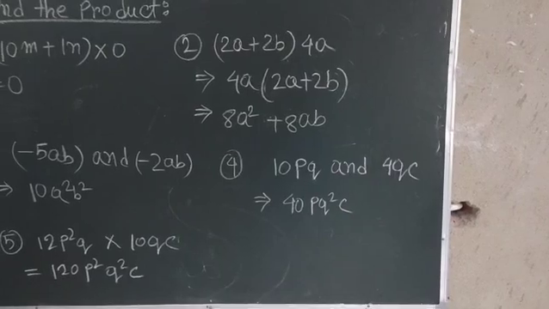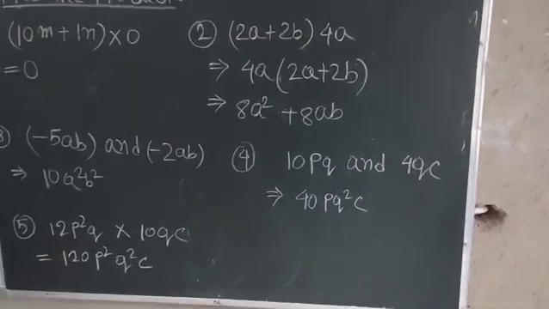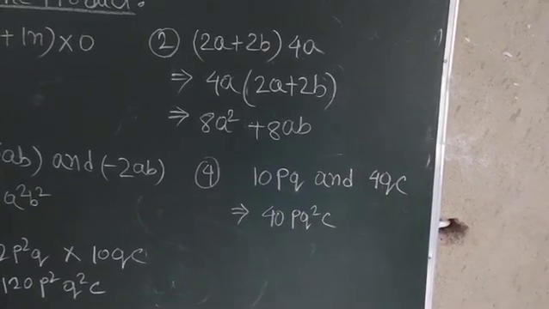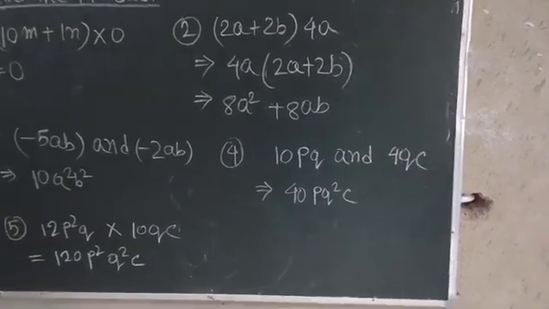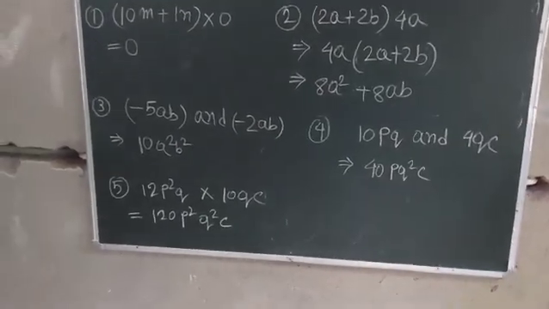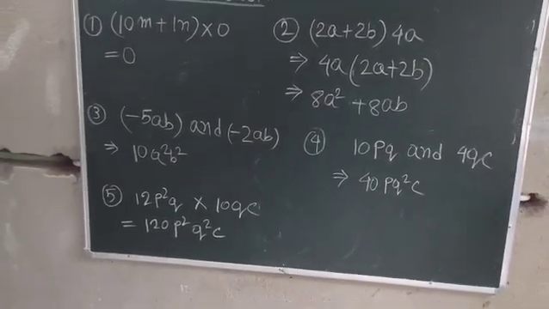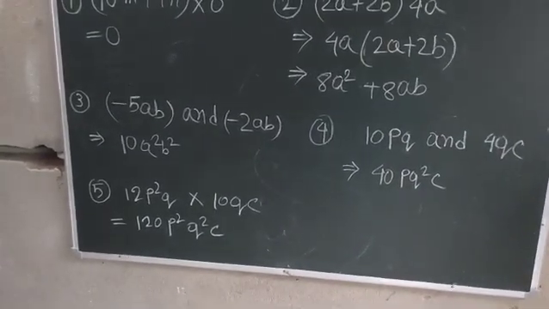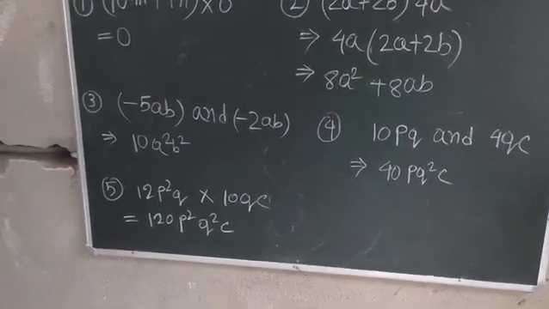Number 4, 10pq and 4qc multiplied with 10pq and 4qc. So the answer is 40 p q square c. Number 5, if we multiply 12 p square q with 10qc, the answer is 120 p square q square c.